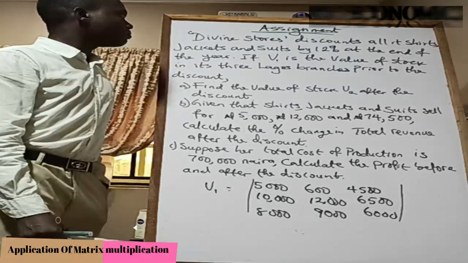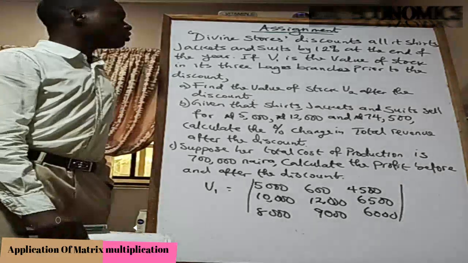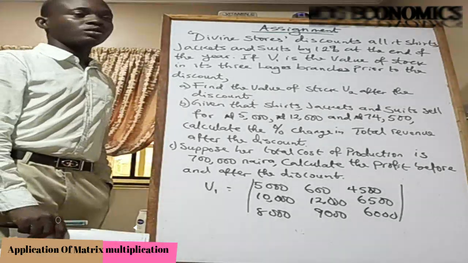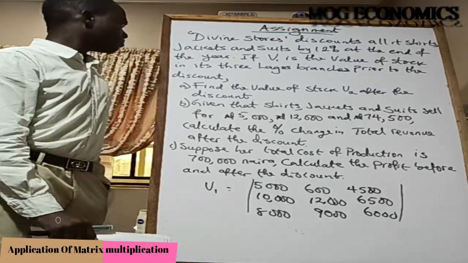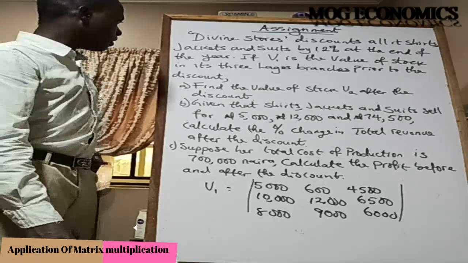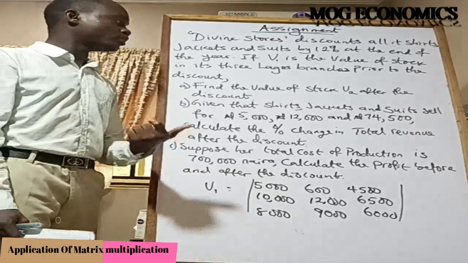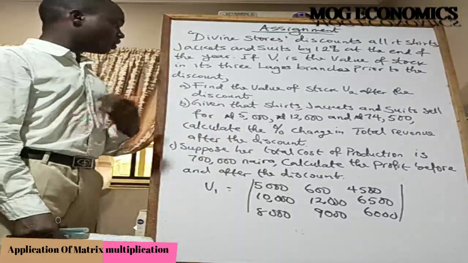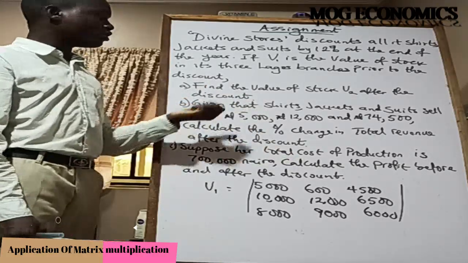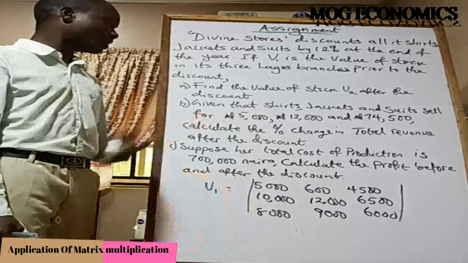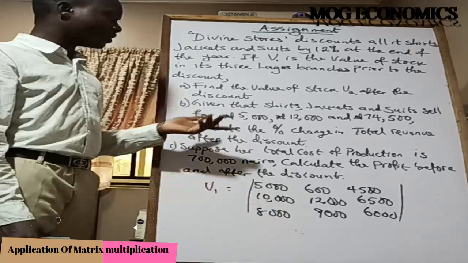Now, if V1 is the value of stock in its three Lagos branches, so Divine is a big woman, and she has three stores in Lagos. So what we have to do is find the value of stock after the discount, which is going to be a new matrix, V2. Then B, given that shirts, jackets, and suits sell for 5,000, 12,000, and 74,005, so you've been given their prices respectively, calculate the percentage change in total revenue after the discount.